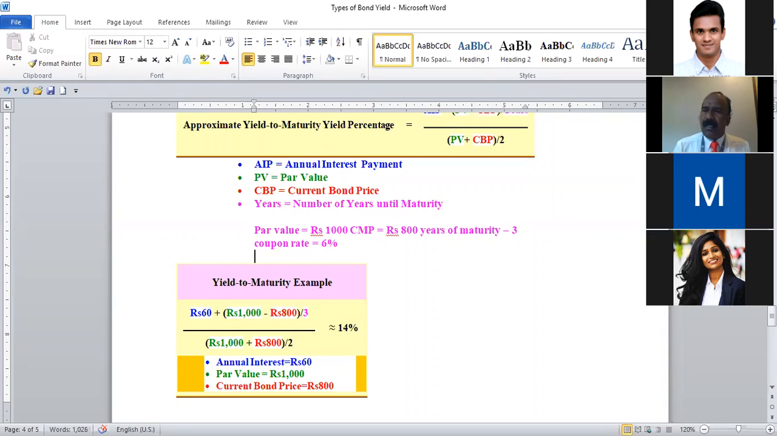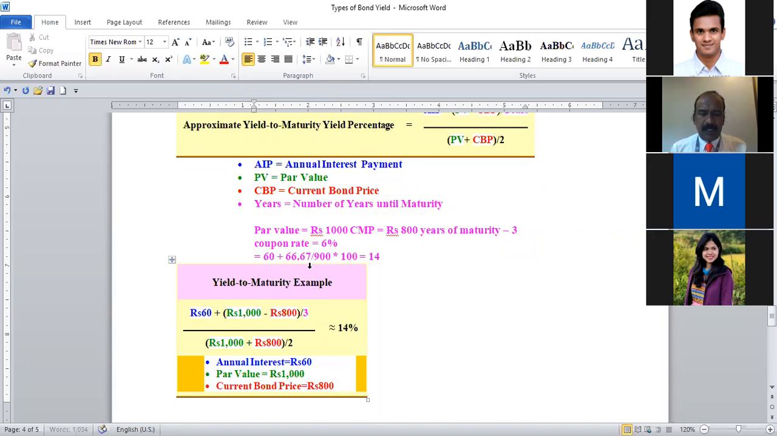So the numerator, how much? 60 plus 200 divided by 3, which is 66.67, so 126.67, divided by 900, into 100. That is 14%. Got it? Yes, sir, 14%.